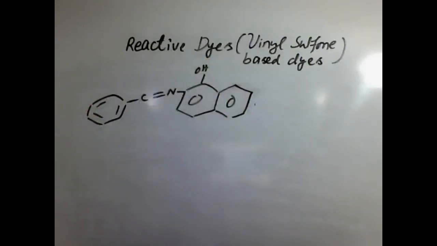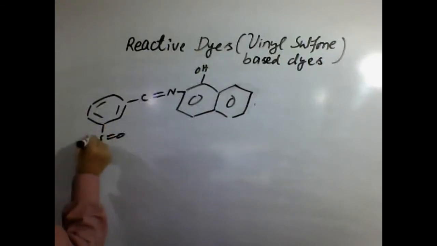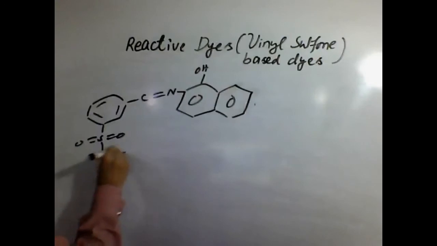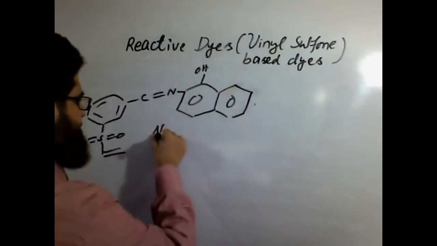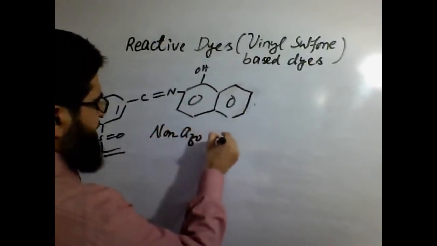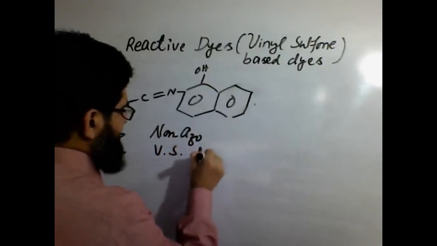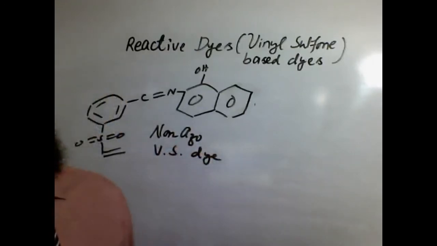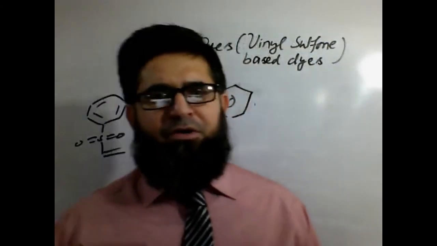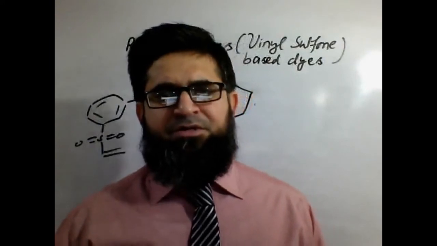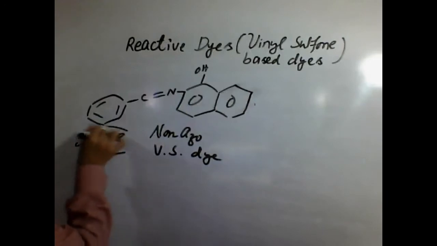If you have prepared the dye from alpha naphthalene, a non-azo vinyl sulfone based dye, it could be something like that. So the rest of the structure of the molecule could be anything, either azo or non-azo dye. However, the requirement is the presence of a vinyl sulfone group.